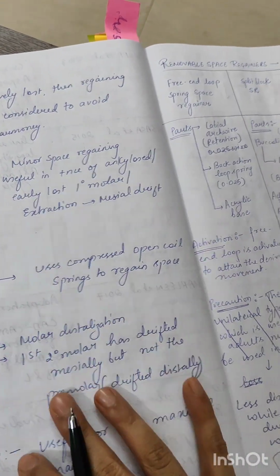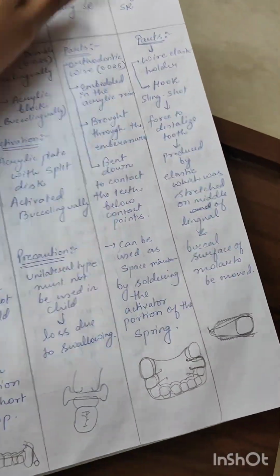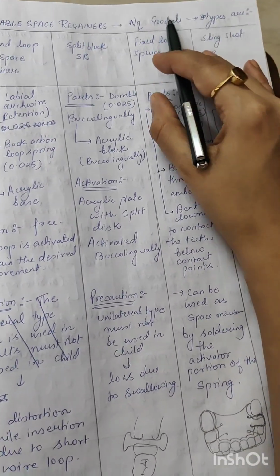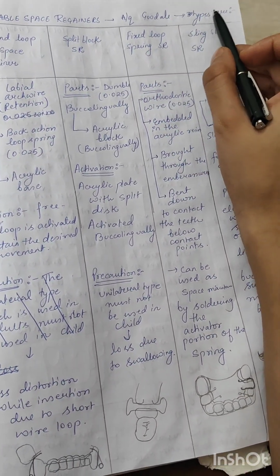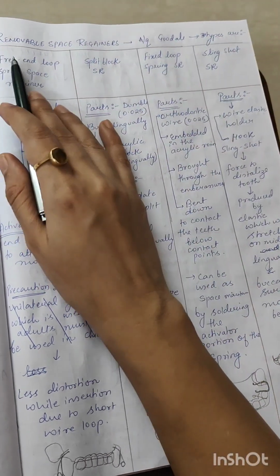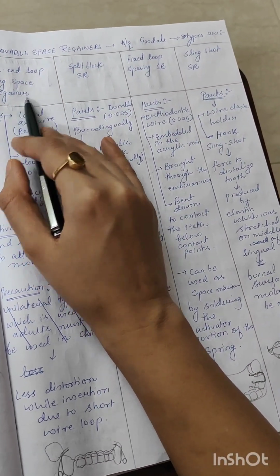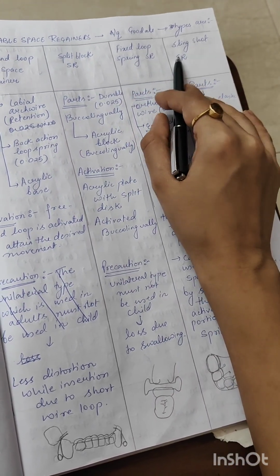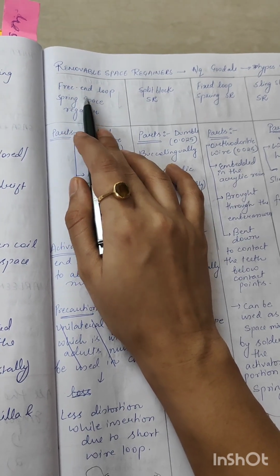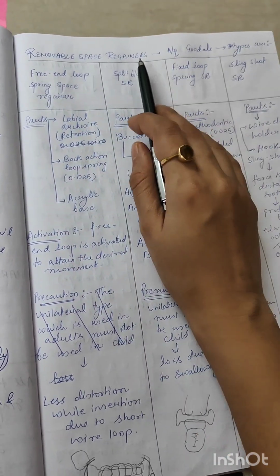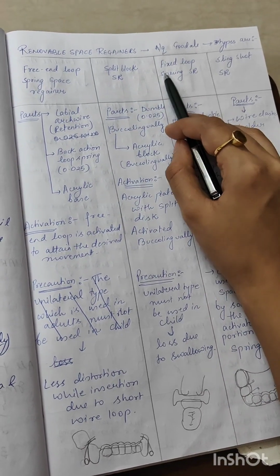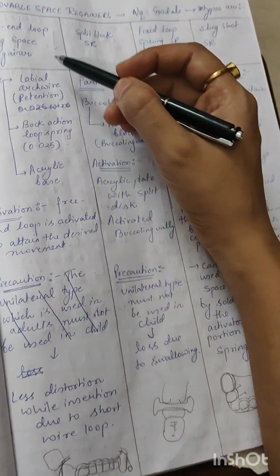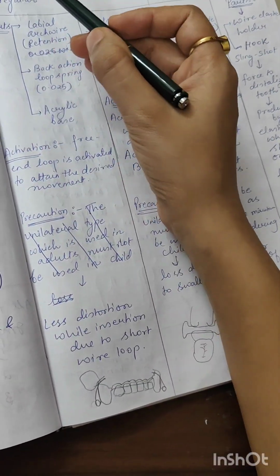Okay. So what are the types of space regainer? First we'll cover the removable space regainers. According to Goodale, there are several types of removable space regainers: free end loop spring space regainer, split block space regainer, fixed loop spring space regainer, and slingshot space regainer. So what are the parts of a free end loop spring space regainer?